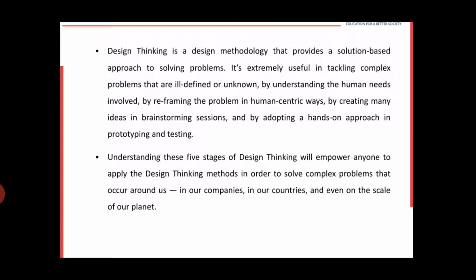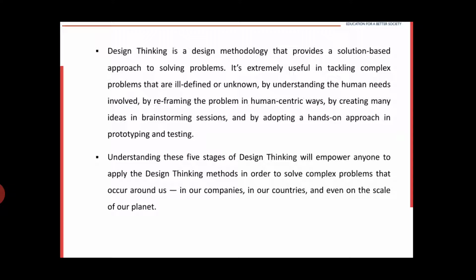And then we study services. If I am giving online teaching to you, that is one type of service. And we can learn some internal processes, by understanding the human needs involved. Design thinking has a human-centered core, that provides a solution-based approach.